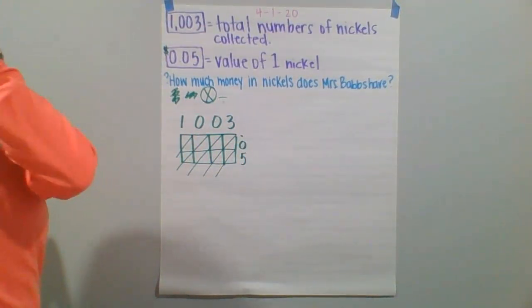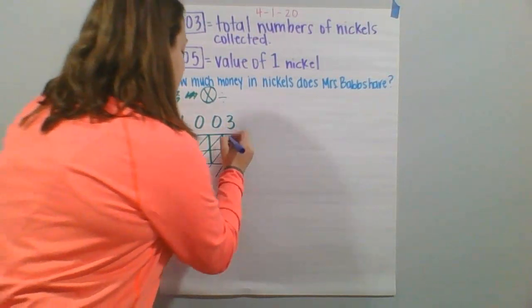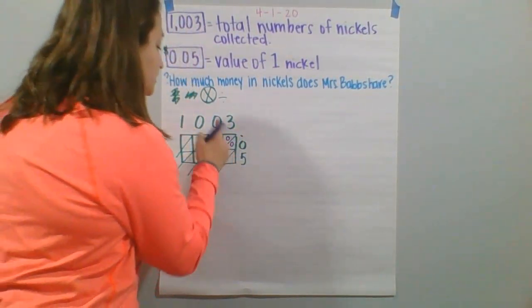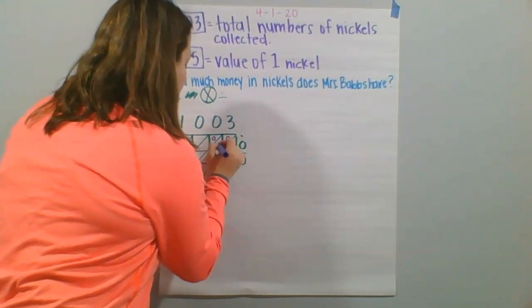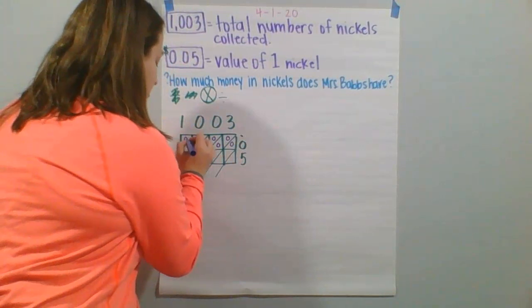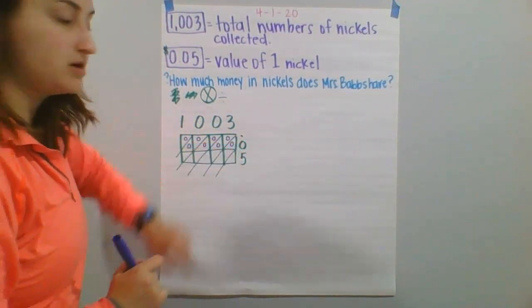All right. So now we're going to be multiplying. 3 times 0 is 0, so both the tens place and the ones place are 0. 0 times 0 is 0. 0 times 0 is 0. And 1 times 0 is 0. So this entire row is going to be 0 because we're multiplying it by 0.